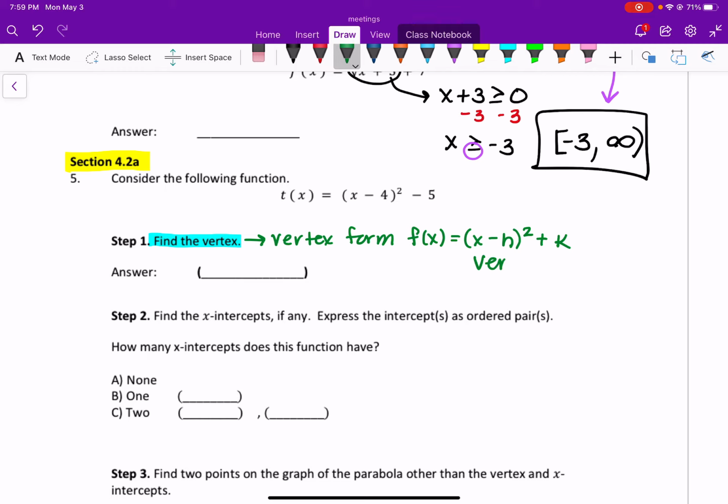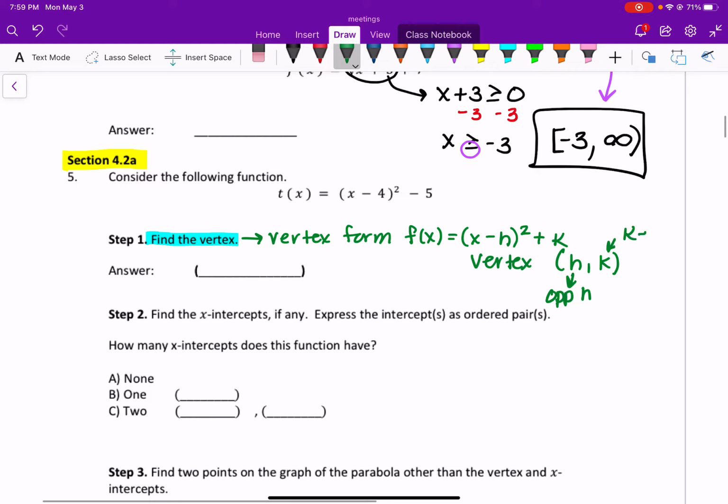And our vertex for this is going to be h, comma, k. Remember, we're going to do the opposite of whatever sign is for the h, and we're going to keep the sign on the k. So in this particular example, our h is going to be 4. Again, doing the opposite of that inside. So our h is going to be 4. And our k is going to be -5. So it's -5. And that would be our answer there.